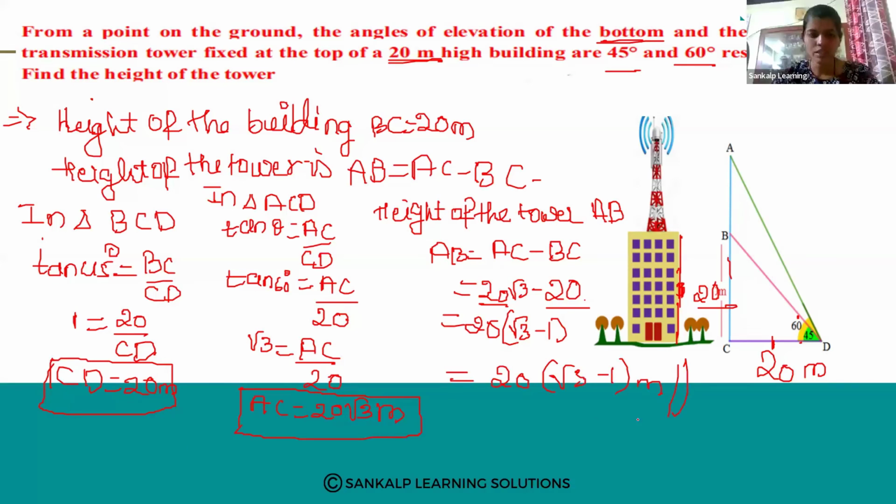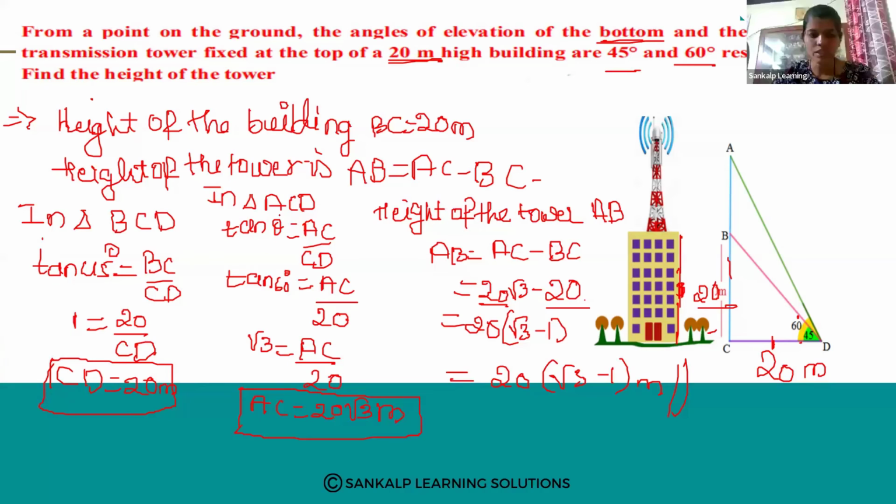So what did we do here? We know the height of the building and the angles of elevation, that is 45 degree and 60 degree. Using the value of BC as the opposite side, we need to find out CD. So tan 45 degree is BC divided by CD. BC is 20 meter, CD we don't know. Tan 45 is 1. Therefore, transfer CD to this side. CD is equal to 20 meter.